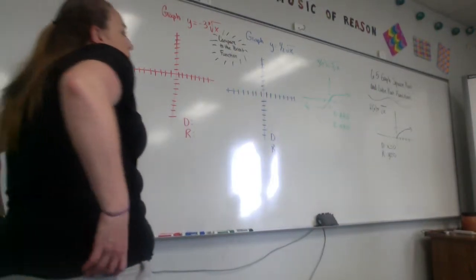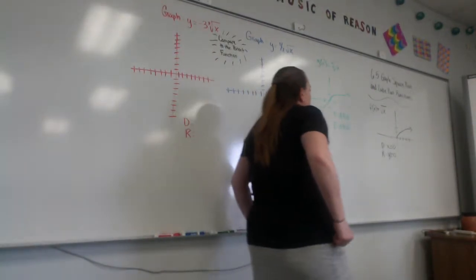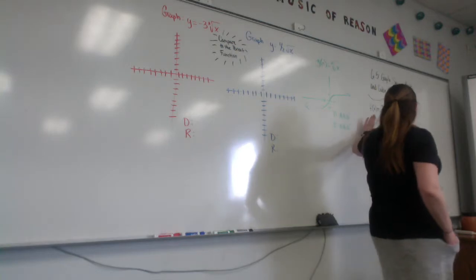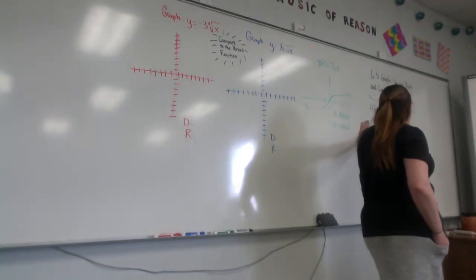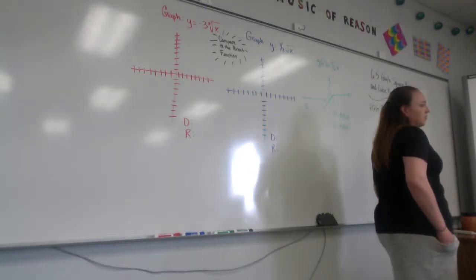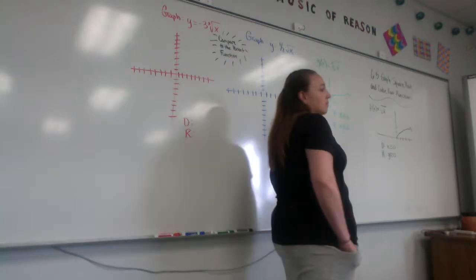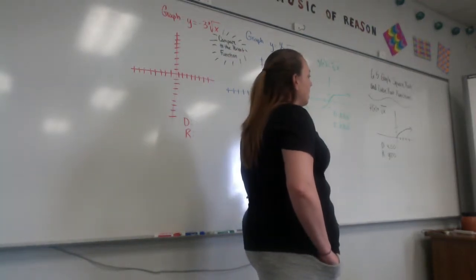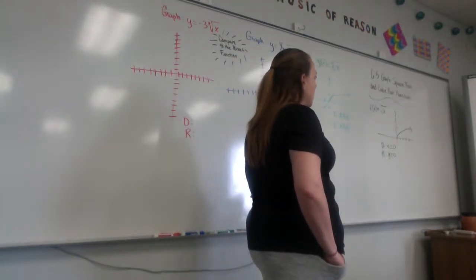6.5, graphing square roots and cube root functions. So this is the parent function of a square root function. Why is there only this side of a graph on a square root function? Because there's already a negative. Right, I can't have negatives plugged in to my x.